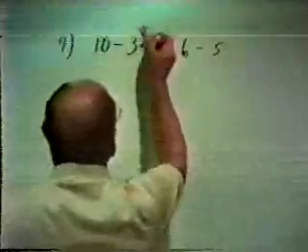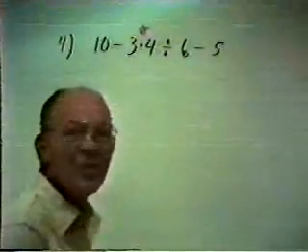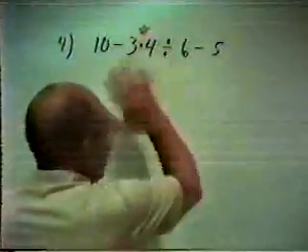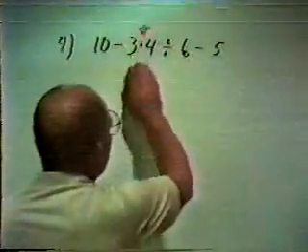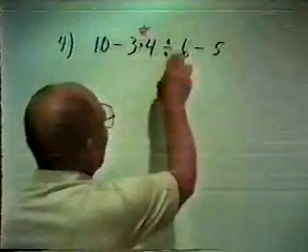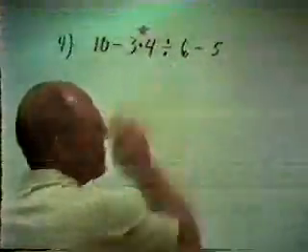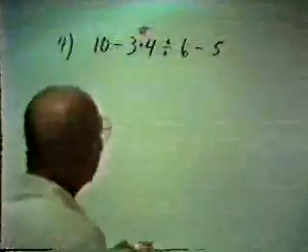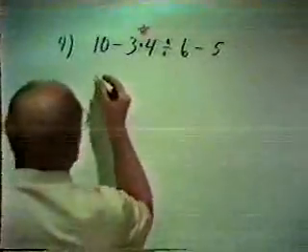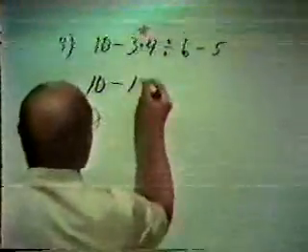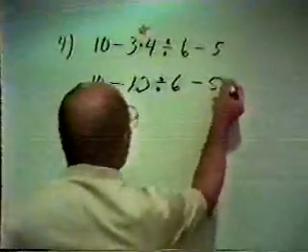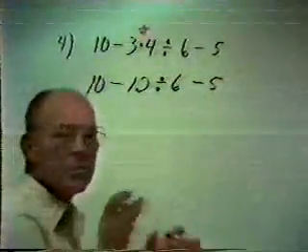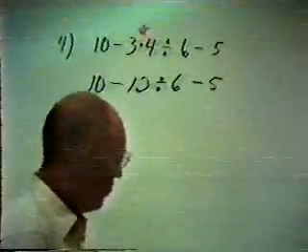So this particular operation here is going to be the first one that I do. Don't violate the order of fundamental operations. It says as they appear left to right. You cannot do this one first. So the computer then has sat down and said, all right, I've got 10 minus 12 divided by 6 minus 5. So the computer's ready now to go back to work. Are you ready to go back to work?